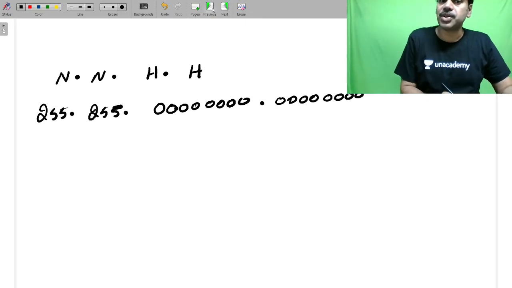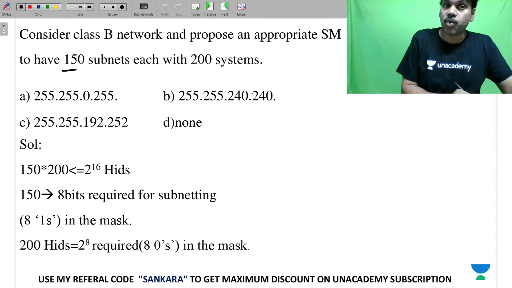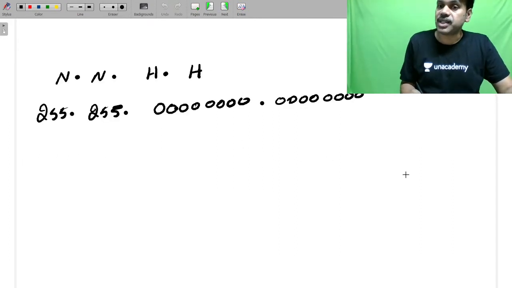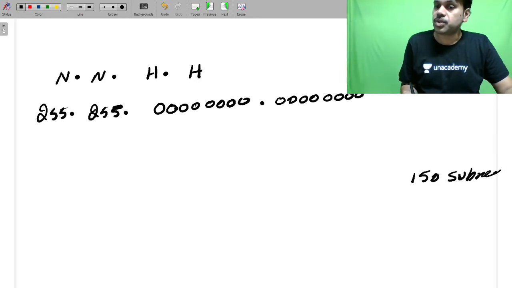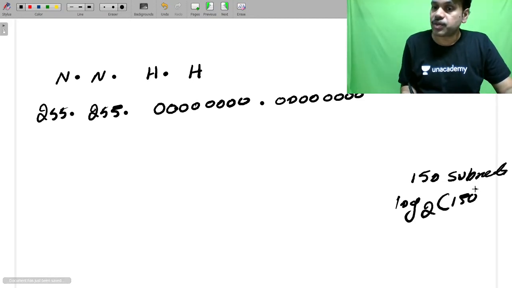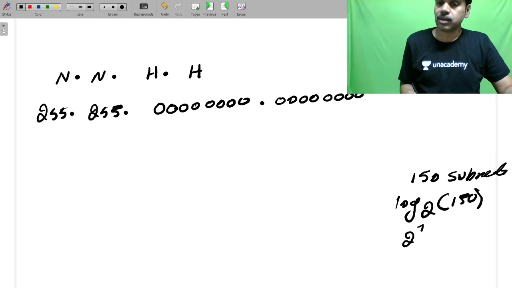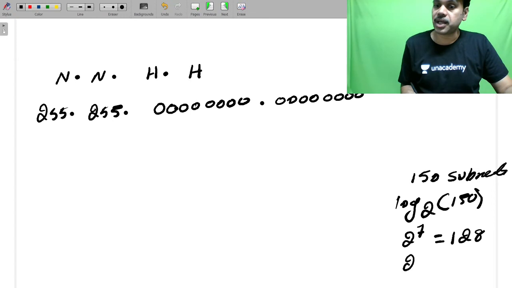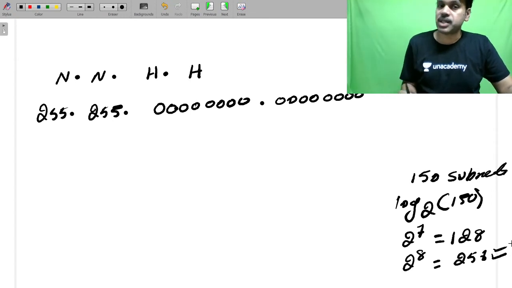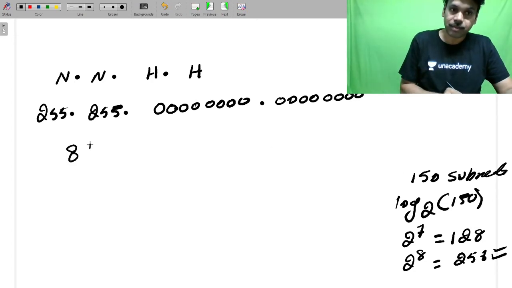Here also 8 zeros are there. Now what is being asked? 150 subnets with 200 systems. So 150 subnets is nothing but log base 2 of 150. 2 power 7 is 128, 2 power 8 is 256. So I'm going to take 8-bit subnetting. So 8-bit subnetting I am doing.